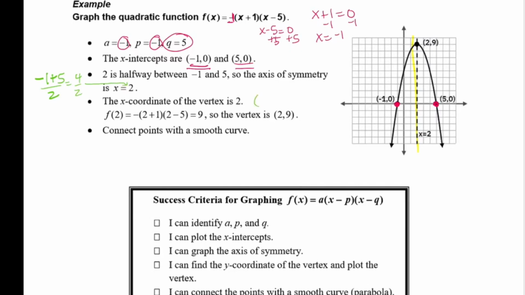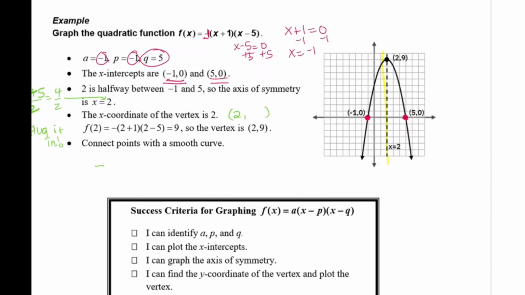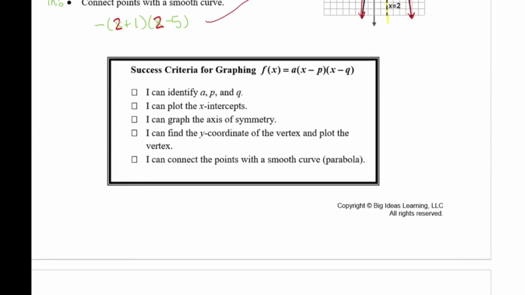Now to find the y part of the vertex, I'm going to plug it into the original equation. So everywhere there's an x, I'm going to put a 2. So I have -1 times x plus 1 times x minus 5. In for x, I'm going to put a 2. So 2 plus 1 gives me 3. 2 minus 5 is -3. 3 times -3 is -9, but we have that negative out front, which gives us a positive 9. So we graph that point, and we have the 2 zeros. We connect those with the smooth curve, and that's our parabola.